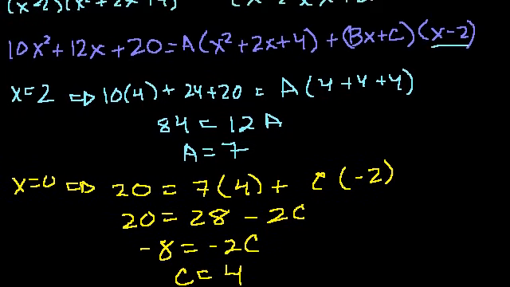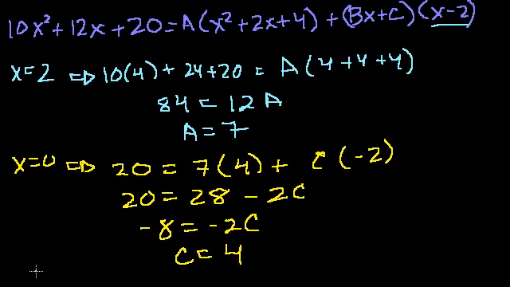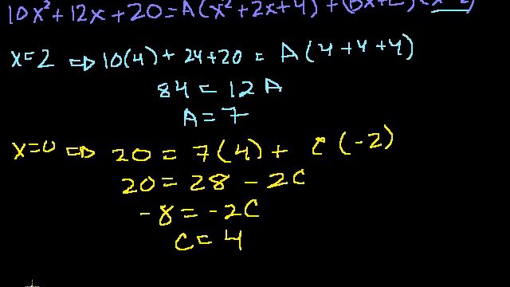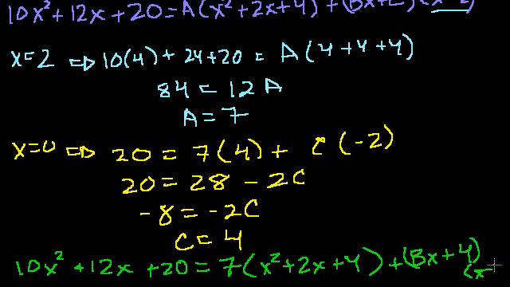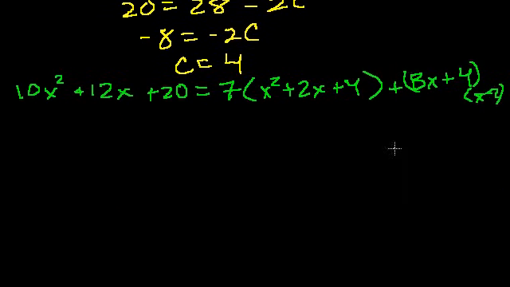We're almost done. Now let me rewrite our equation up here, with the a and the c. So now I have 10x squared plus 12x plus 20 is equal to 7 times x squared plus 2x plus 4, plus bx plus 4 times x minus 2. Almost ran out of space. So now we have x's and b's. To solve for b, we can substitute any value of x that makes our math reasonably easy, that doesn't make the b disappear. So we can't pick x is equal to 0, but a good number is 1.